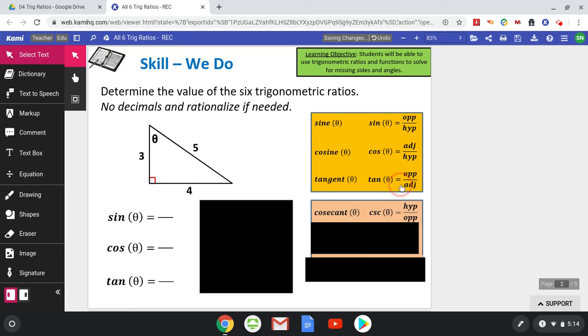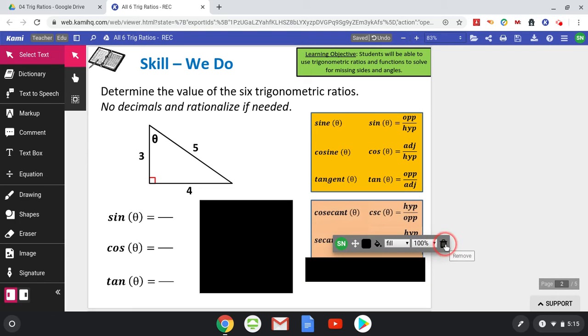One of them is the cosecant. Cosecant is the inverse of sine. So if you look at sine, we have opposite over hypotenuse. Well, the cosecant would be hypotenuse over opposite. Another ratio that we're going to look at is the secant. The secant is hypotenuse over adjacent. If you go back up to cosine, cosine is adjacent over hypotenuse, and secant is the inverse, meaning the denominator and numerator are switched.